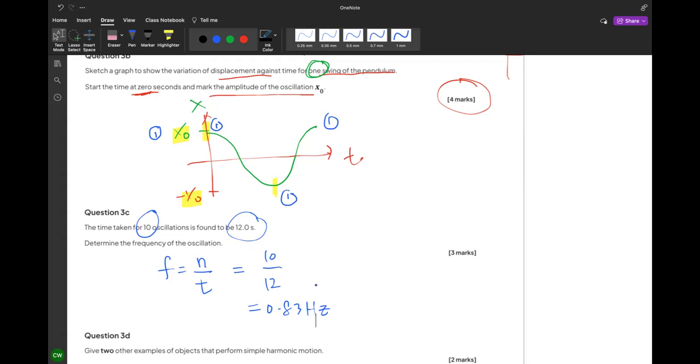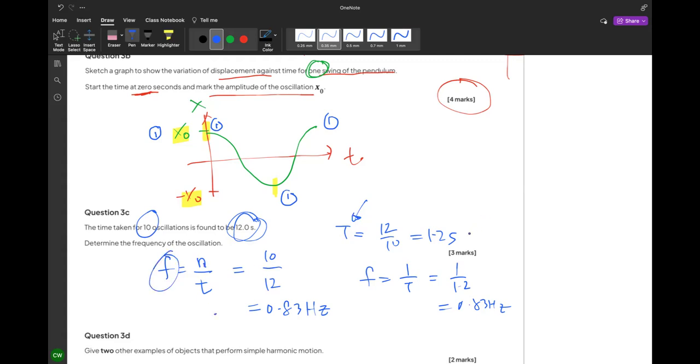Same answer. This one is for the oscillations. Period will be 12 divided by 10, so 1.2. Frequency is 1 over T, 1 over 1.2. Then it's the same, 0.83. This is by finding the period first. This is by the definition of frequency, number of oscillations per unit time. Do you understand?